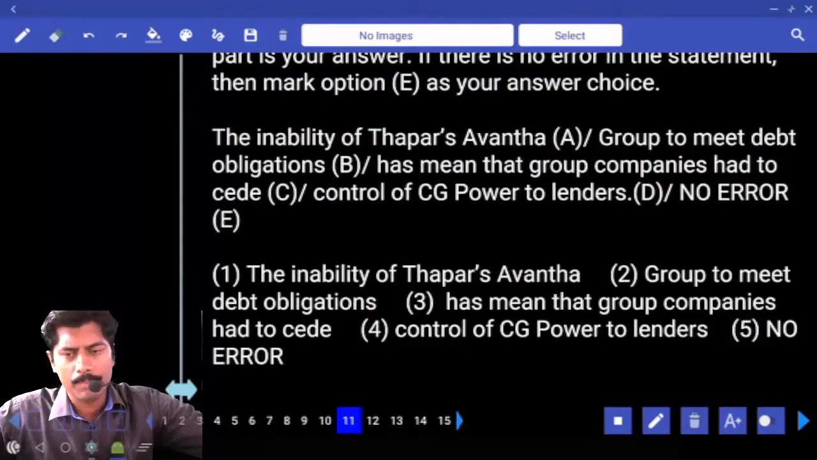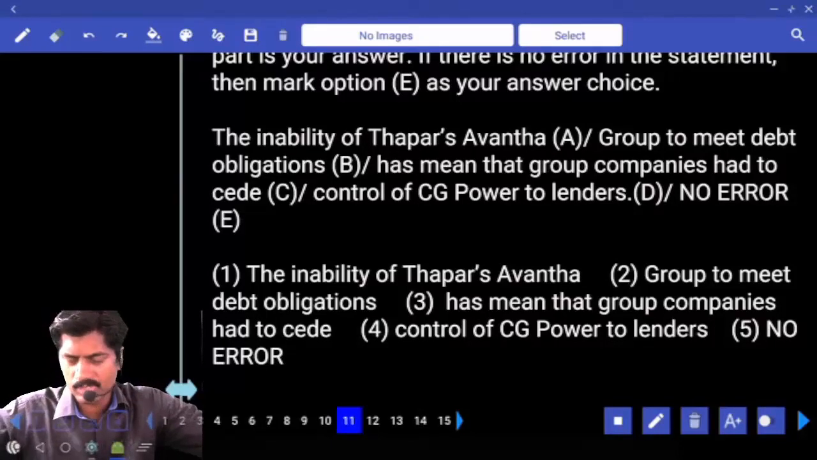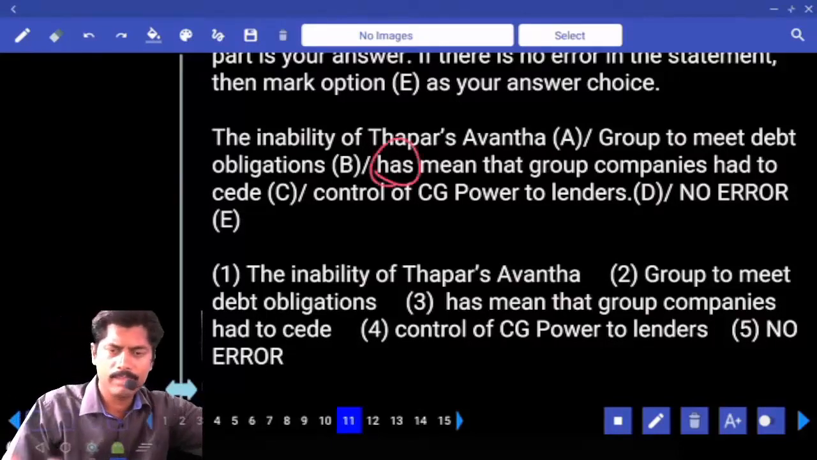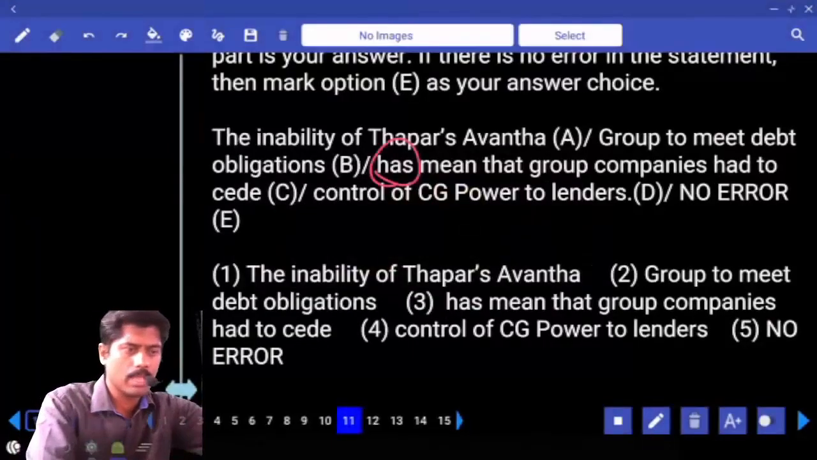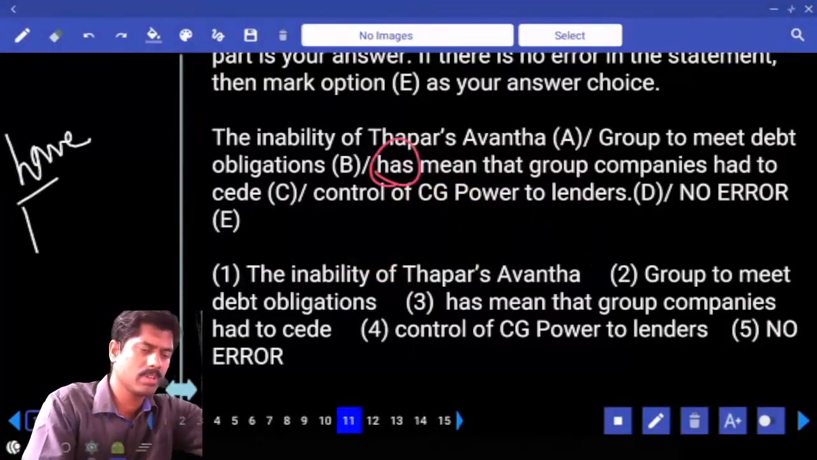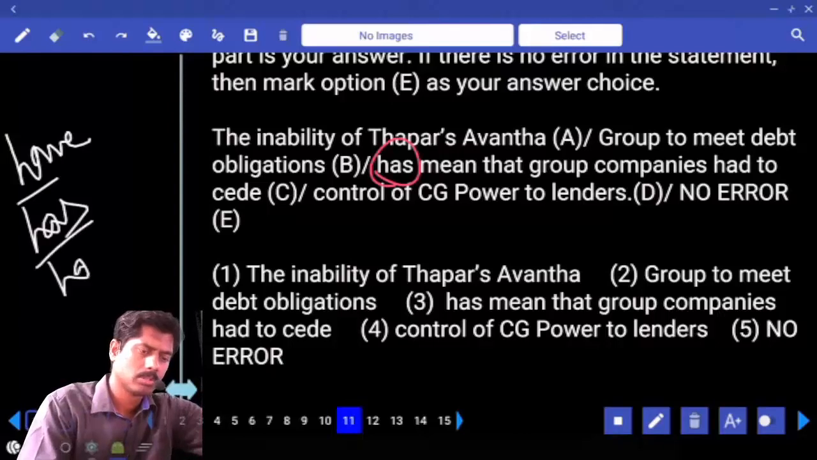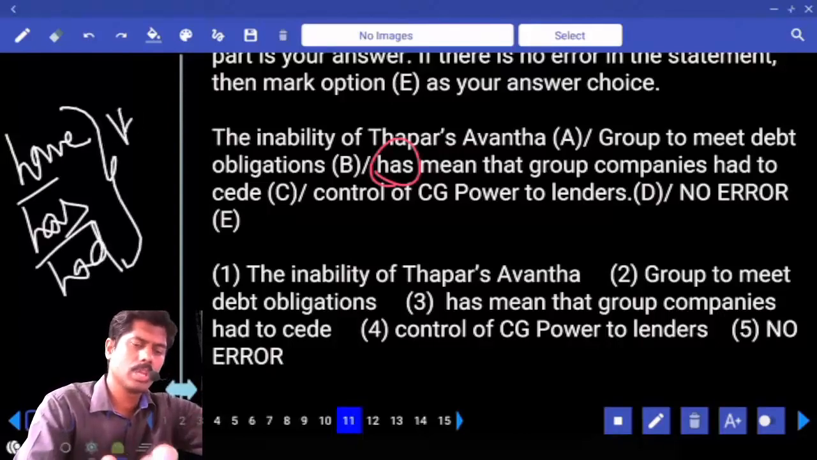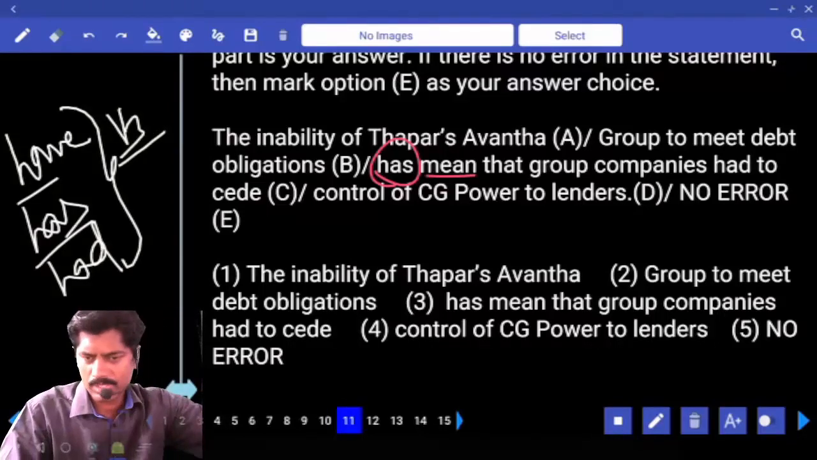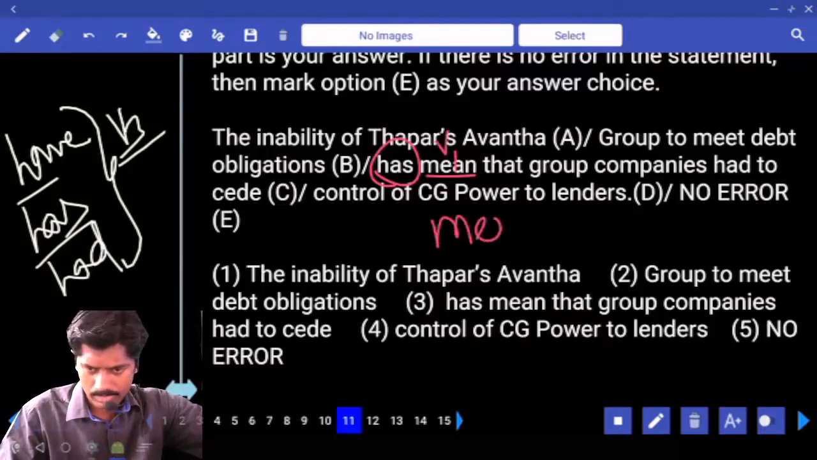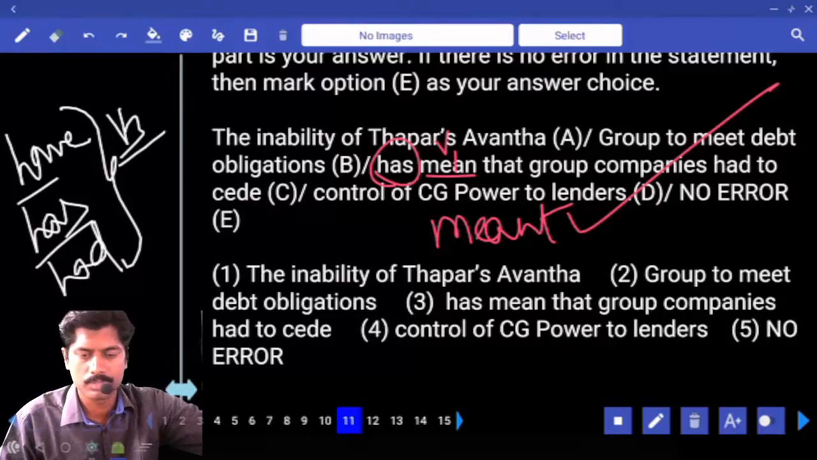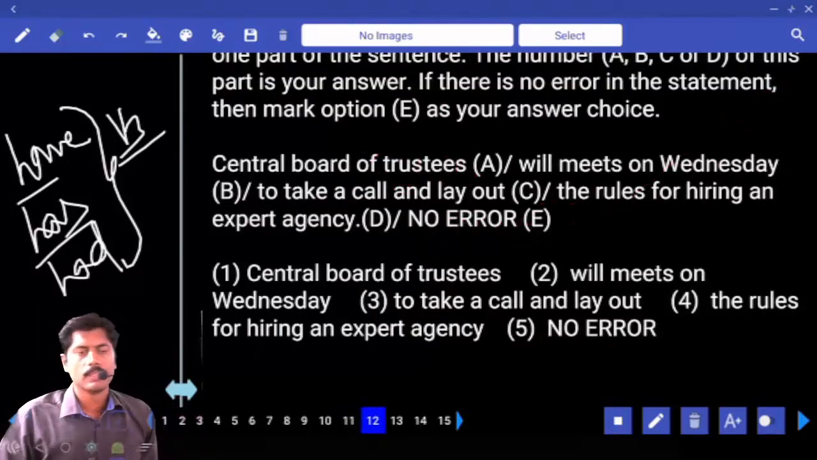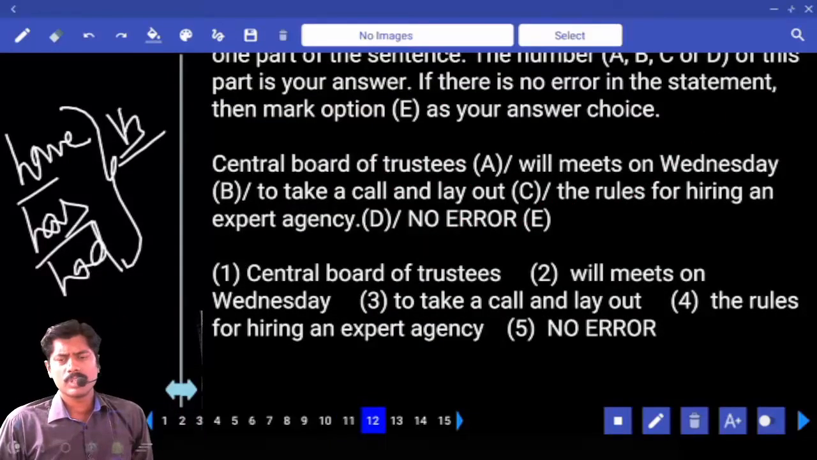The inability of Thapar's Avantha group to meet debt obligations has meant, after have, has, had, what is needed for us. After have, has, had, we require V3. V3 being a noun. Mean is V1, wrong. Mean, meant, has meant. The error is in this third part. As meant. Central Board of Trustees will meets.